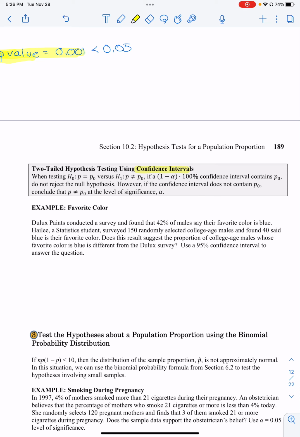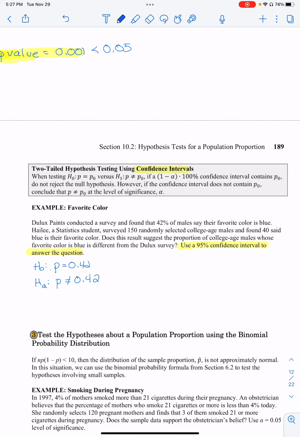The difference this time is that we're going to use a confidence interval to answer the question. And so we're going to do it just a little bit differently. And I believe there is one on the test that asks you to use the confidence interval. So here we have the same null hypothesis, right, that the proportion is equal to 0.42. And we have the same alternative hypothesis that the population proportion is not equal to 0.42, which I can't write.